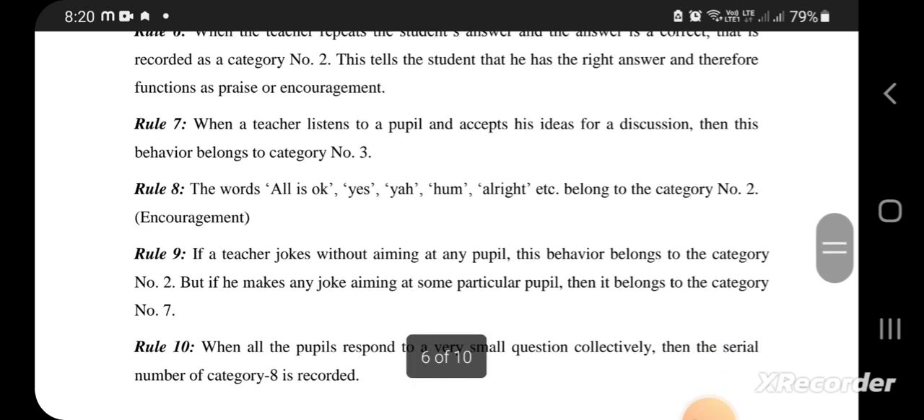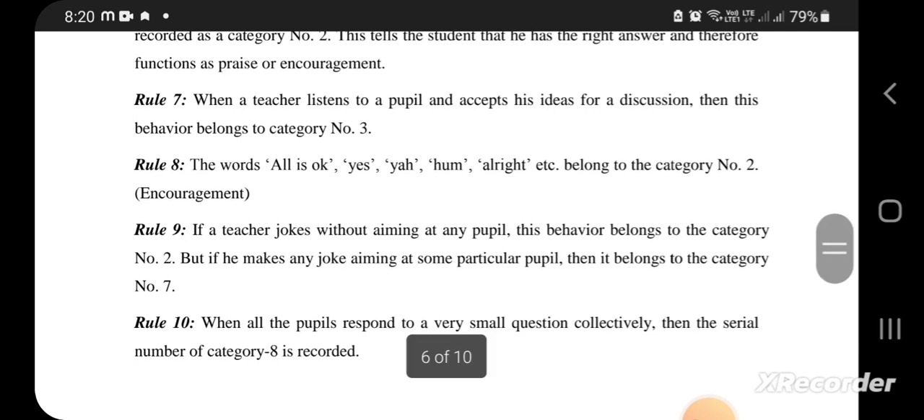Rule number 7. When a teacher listens to a pupil and accepts his ideas for a discussion, then this behavior belongs to category number 3.